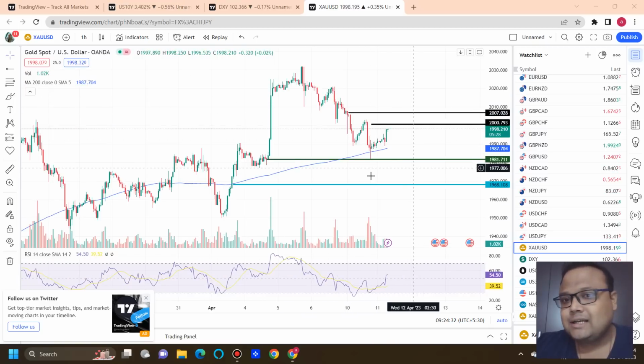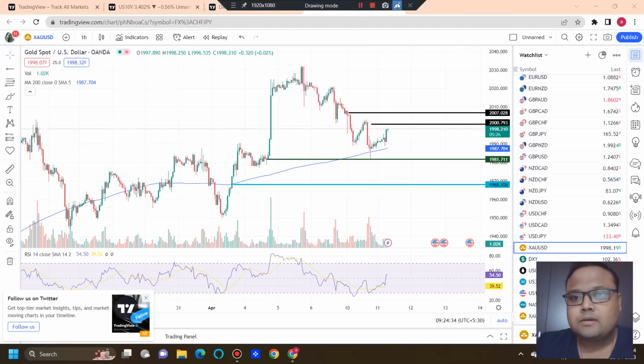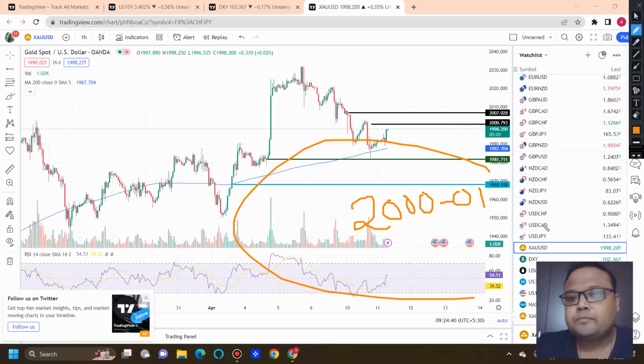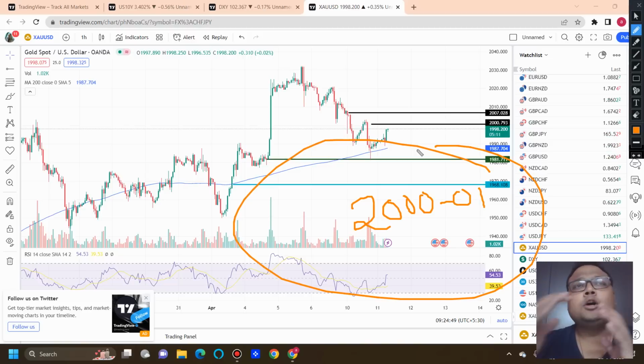So you can see that these are the levels for the day. First of all, let's talk about the level of 2000 to 2001. This is the first resistance for the day, and my dear friends, this is not a proper resistance. Probably you know by this time that not all the levels on the chart are of equal strength. So 2000 to 2001 is a minor resistance for the day.